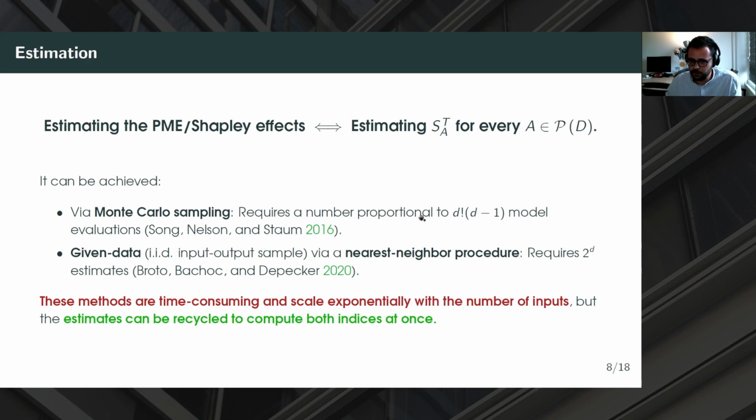And it's proportional to d factorial model evaluations, which in machine learning is not a problem, but in instances of numerical models that can take up to a month to have one evaluation, it can be a problem. But there's also another way to do it. Given data, we can actually estimate those quantities using a nearest neighbor scheme. And in this case, we only need to observe an IID input-output sample. But it still requires 2 to the power of d estimates.